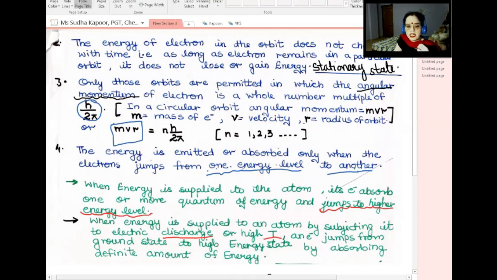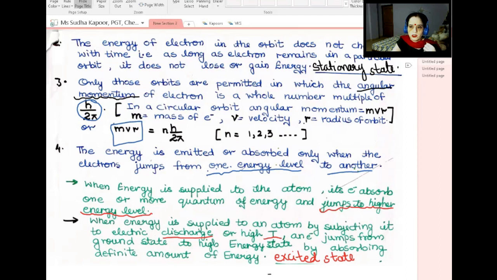The particular word that we use for the electron when it jumps to the higher level is the excited state. As soon as it absorbs energy, it is no longer considered to be in the ground state, that is the normal state, but is now considered to be in the excited state. So after absorbing energy, it is going to be in the excited state.